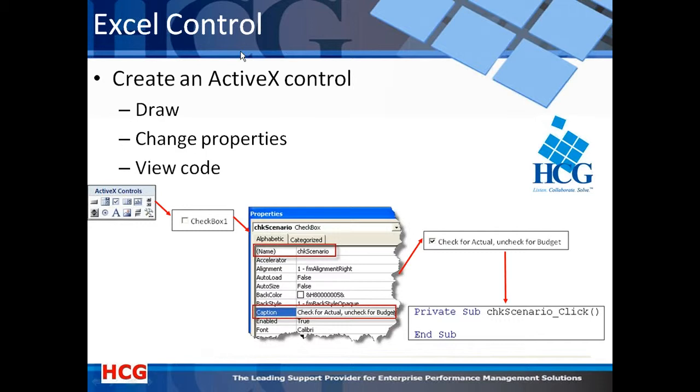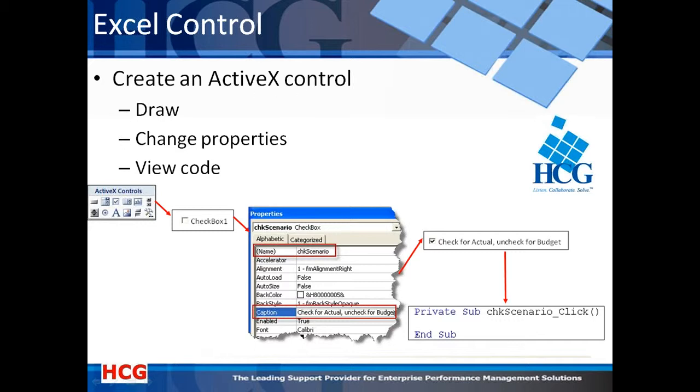Once you've decided which member you want to change, you're going to have to create a control that's going to change that member. Make sure that it is an ActiveX control if you want to use a VBA macro. In Excel, there are two types of controls, the forms controls and the ActiveX control.